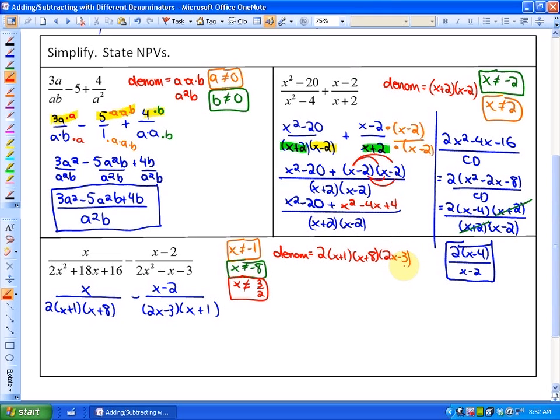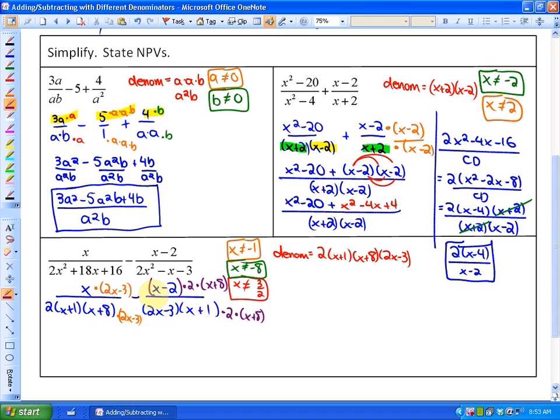So anything that seems to be missing from each rational expression is going to have to be added. If we compare this first denominator to what our common denominator is going to be, you'll see a 2x minus 3 is missing. So I multiply that by 2x minus 3. In our second rational expression, you'll see that there are actually 2 parts missing. The number 2 is missing as a unique factor, so we'll have to times it by 2. And the other factor that's missing is an x plus 8. So we'll have to multiply the numerator and denominator by 2 and x plus 8.